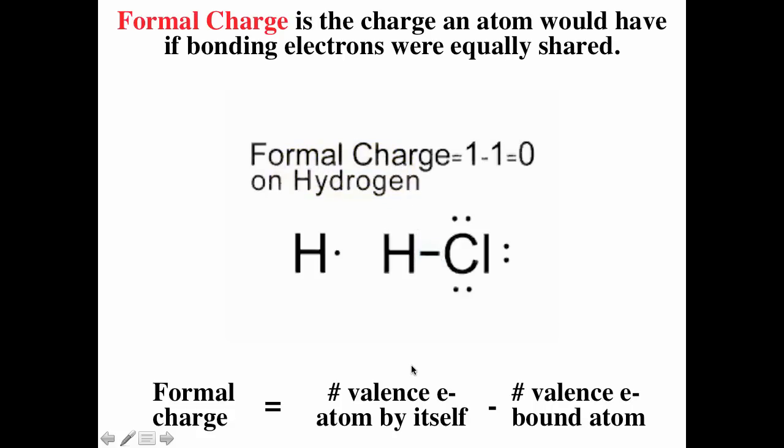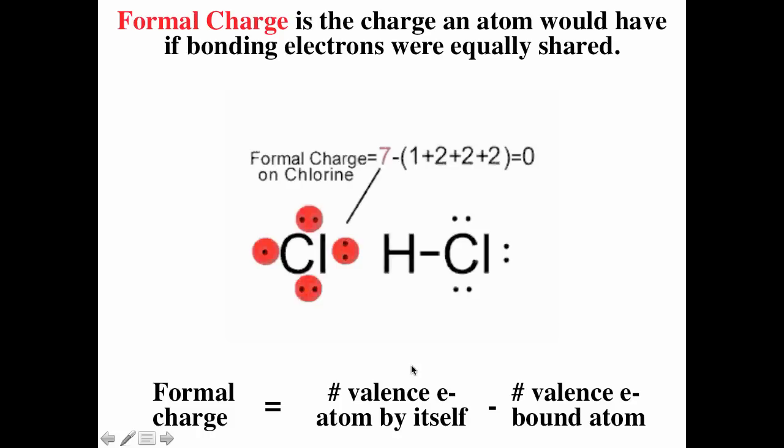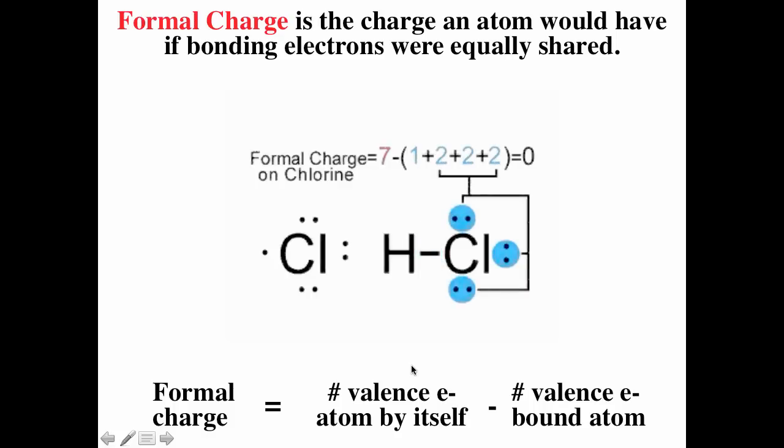The formal charge on hydrogen in HCl is calculated to be 0. The free chlorine atom has 7 valence shell electrons. The formal charge on chlorine in HCl is also calculated to be 0. Notice that the formal charge on both atoms in HCl is 0. Remember that the formal charge is not an estimate of the actual charge on the atoms. We know that in HCl, the chlorine bears a partial negative charge because it is more electronegative.